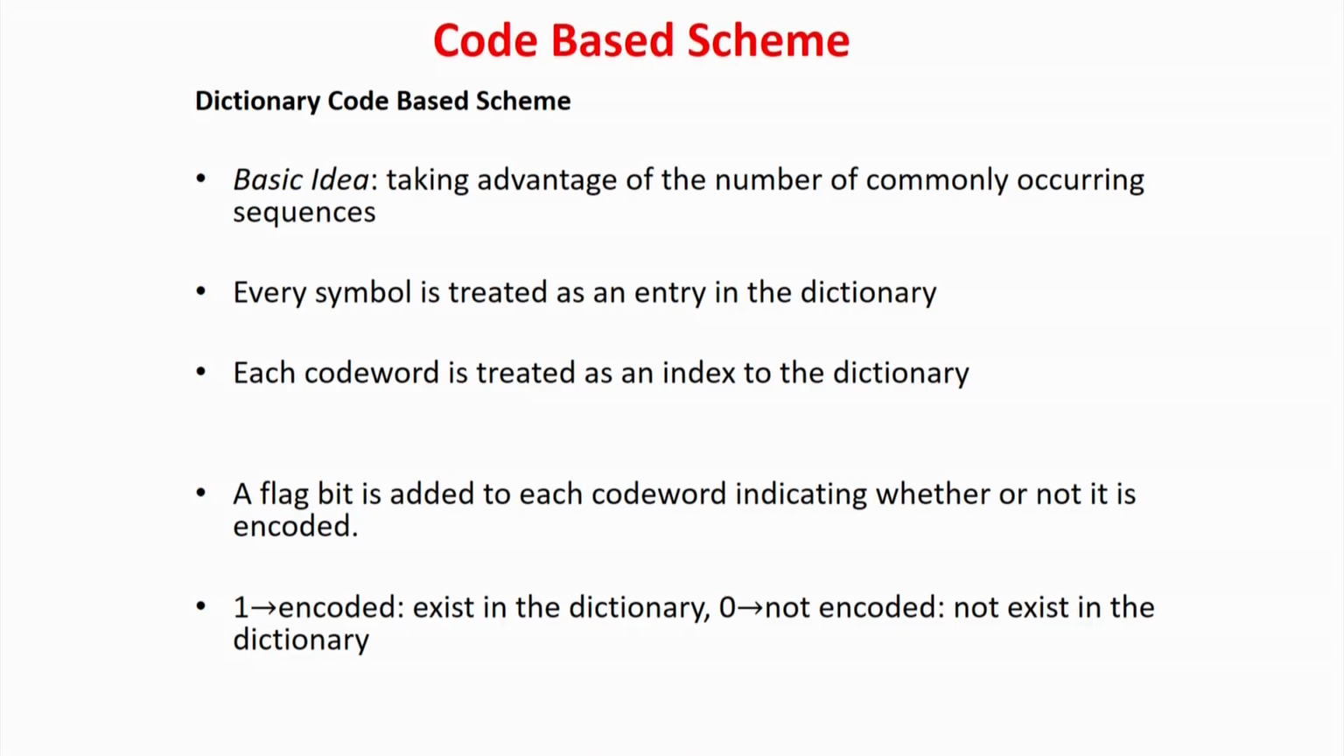There are so many examples I could go on with, but I will take just one more before I switch to the linear circuits based scheme. Another is called the dictionary based scheme. In the dictionary based scheme, what is the basic idea? Take advantage of commonly occurring sequences.